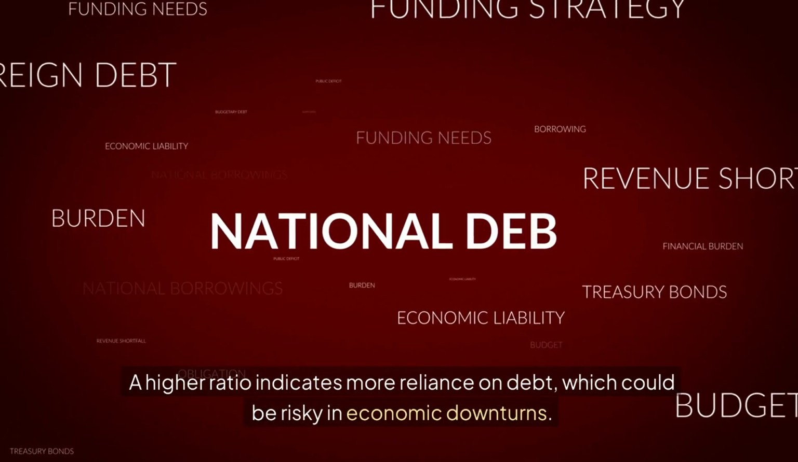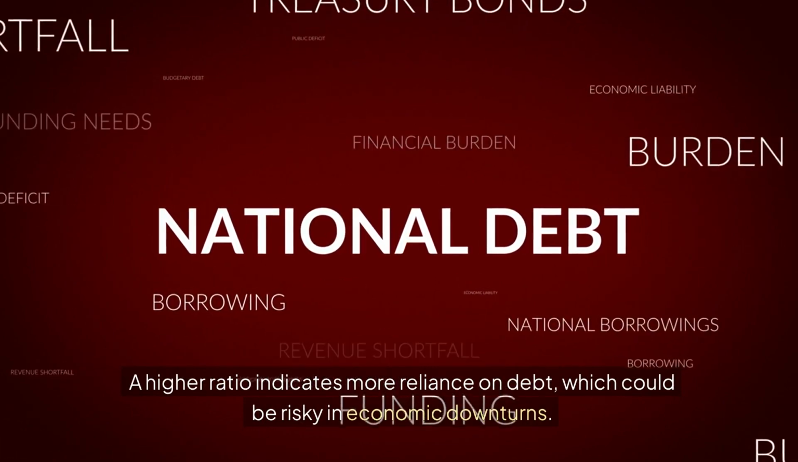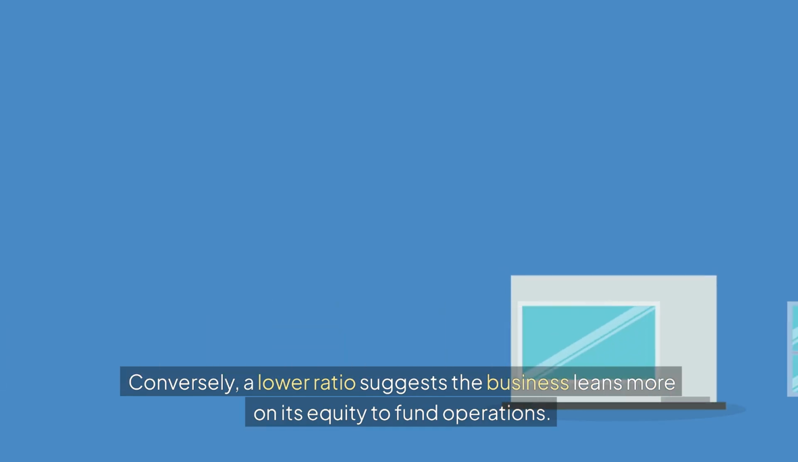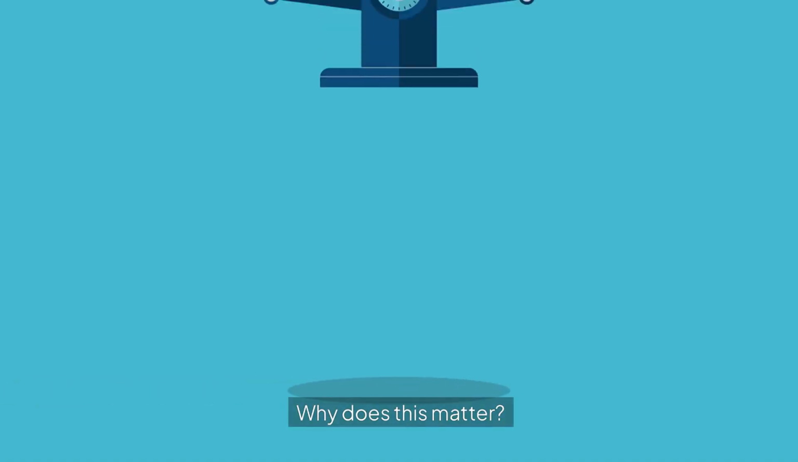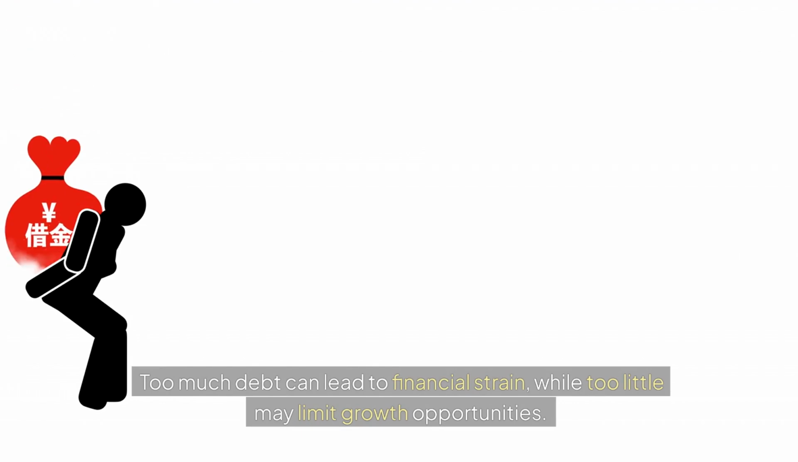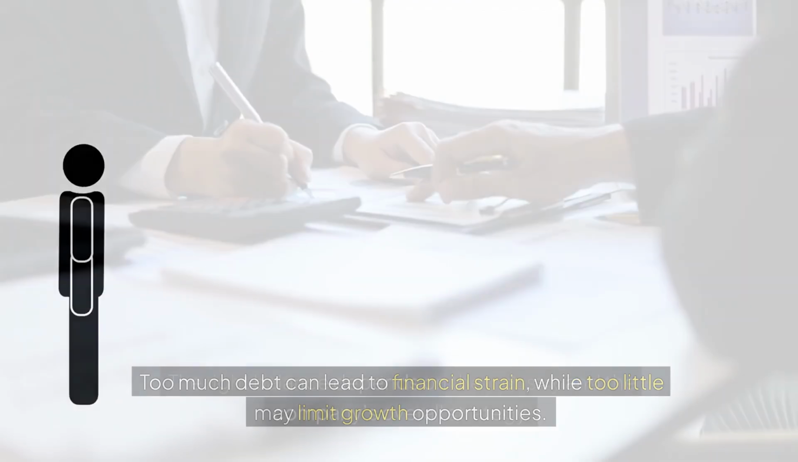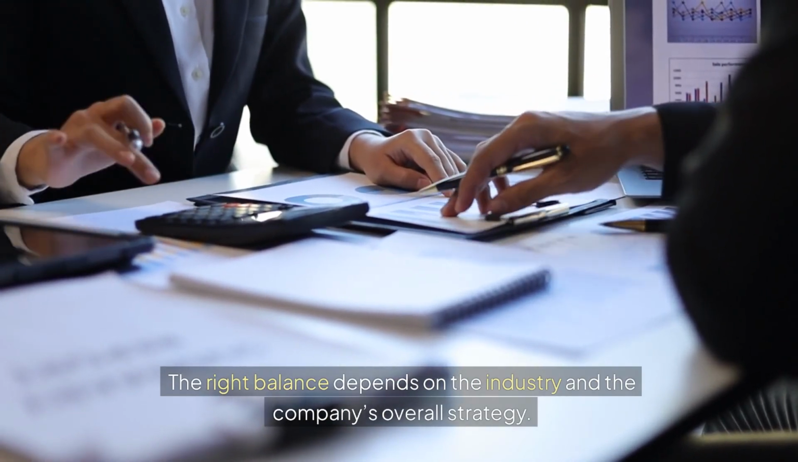A higher ratio indicates more reliance on debt, which could be risky in economic downturns. Conversely, a lower ratio suggests the business leans more on its equity to fund operations. Why does this matter? Too much debt can lead to financial strain, while too little may limit growth opportunities. The right balance depends on the industry and the company's overall strategy.